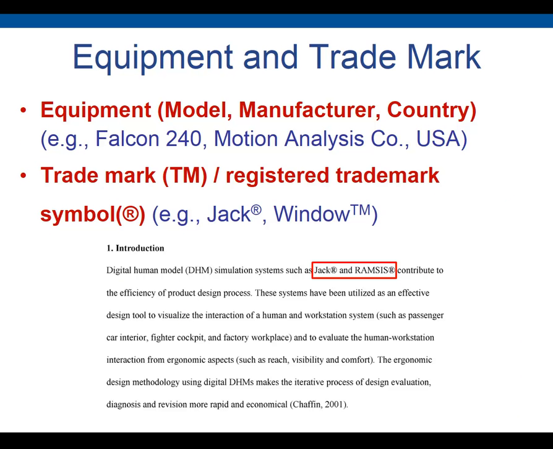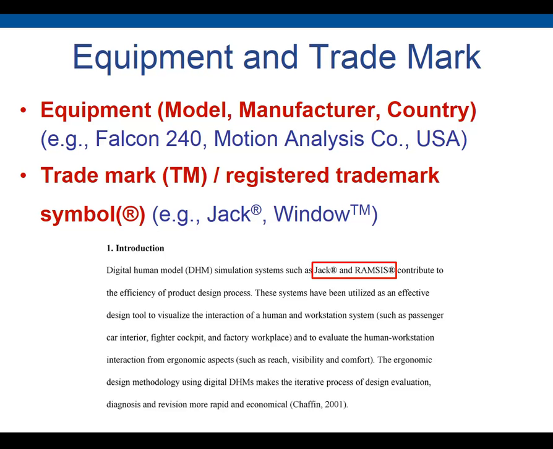About the equipment and trademark. Let's say you did some experiment using certain equipment, such as a motion capture system. When you say motion capture system, you always put which model you used, and which manufacturer, developer, and country. For example, motion capture system (Falcon 240). This is the model number. And the Motion Analysis Corporation is the manufacturer, and the USA is the country.